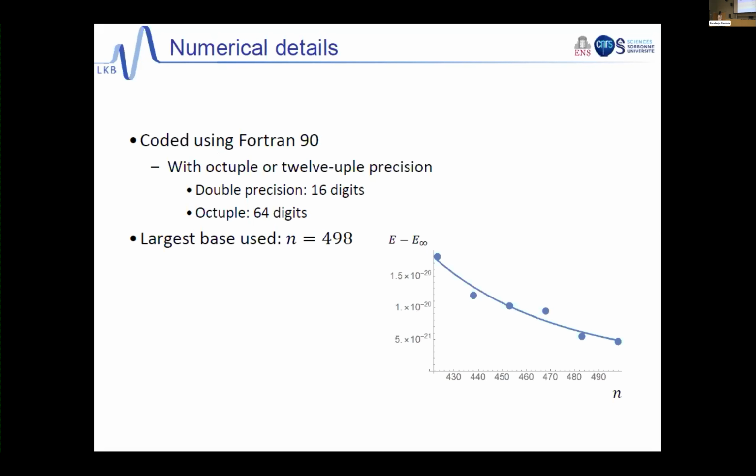So the largest basis functions that we used had 498 components, and this is for each of the 4 components of the Dirac equation. This is actually one of the results. This is the energy calculated for the Dirac equation as a function of the basis size. We subtracted the energy extrapolated to infinite basis size. And you can see that as the basis size increases, our energy converges to a certain value.